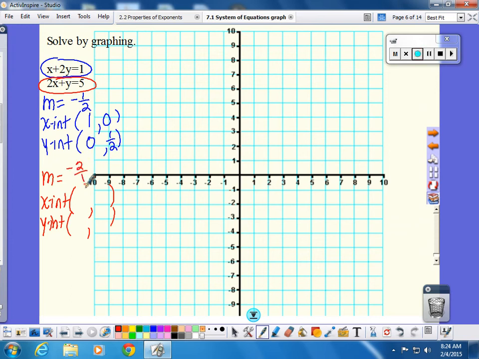Alright, let's stop right there. I already know that these two lines will intersect each other. How do I know that? The slopes are different, aren't they? Negative a over b. Okay, so negative 1 over 2 and negative 2 over 1. Alright, the x-intercept c over a, 2.5. The y-intercept c over b, 5.